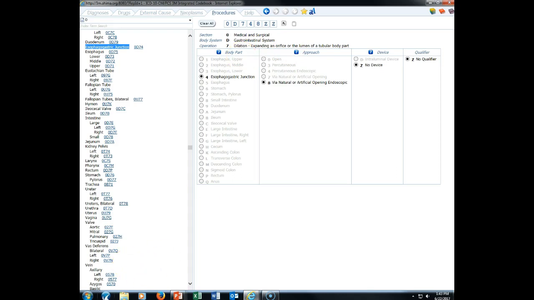So next we're going to talk about the root operation occlusion, and this is when we completely close an orifice or a lumen of a tubular body part. The important term here is complete. Occlusion is complete. When we go down here and we look at restriction, that is only partial. You have to make sure you understand the difference in these.